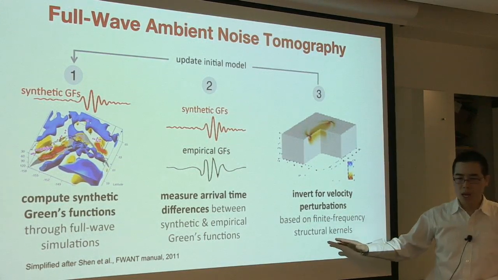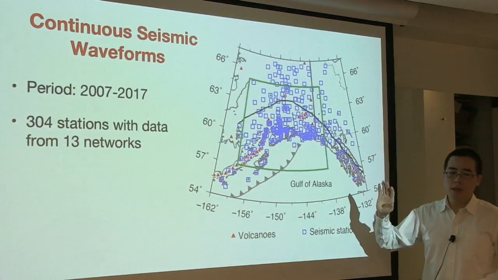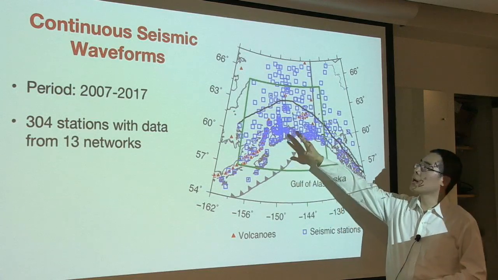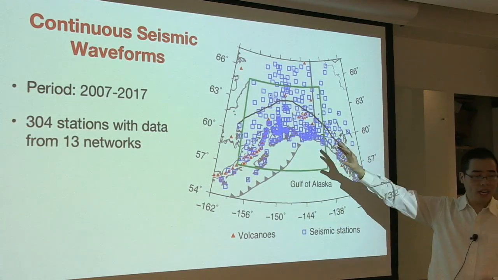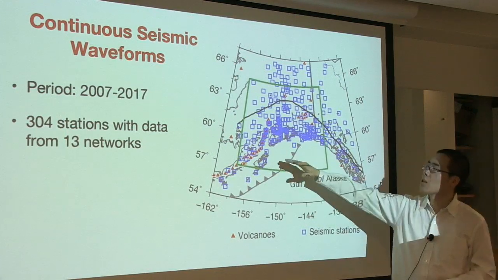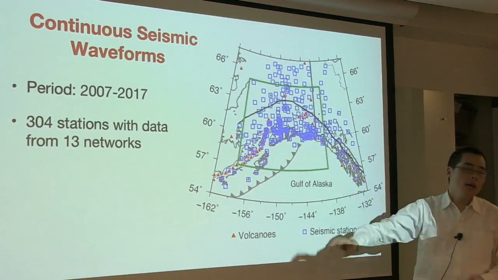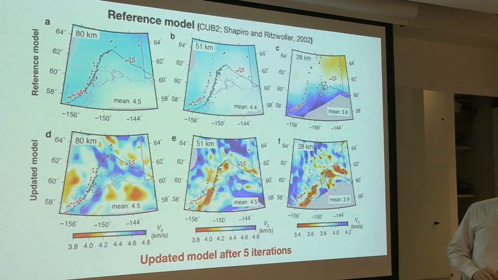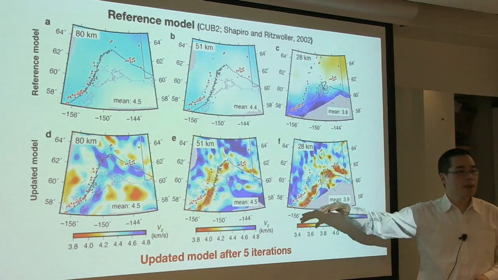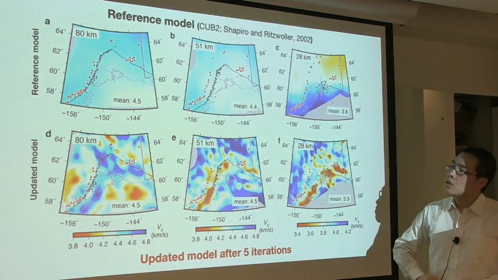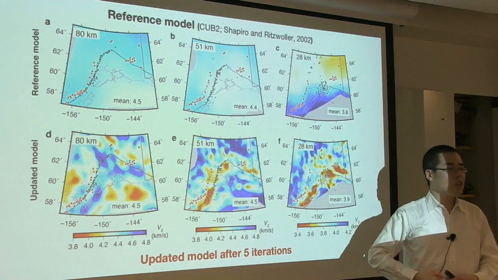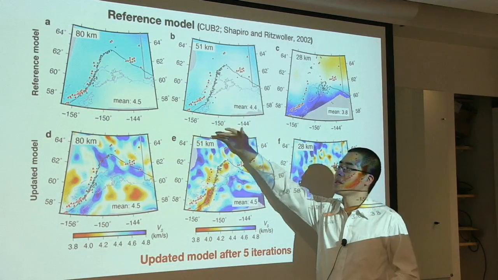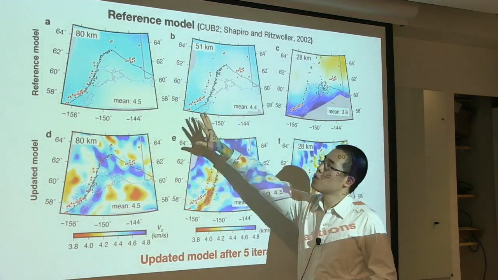Using this method and taking advantage of the data in Alaska, where we have a lot of stations deployed in South Central Alaska, covering all the volcanoes we mentioned at the beginning, after 5 iterations we have improved a lot compared to the reference model. To simplify, we intentionally started with a very simple model, but still 1D. And this is a very rough model.